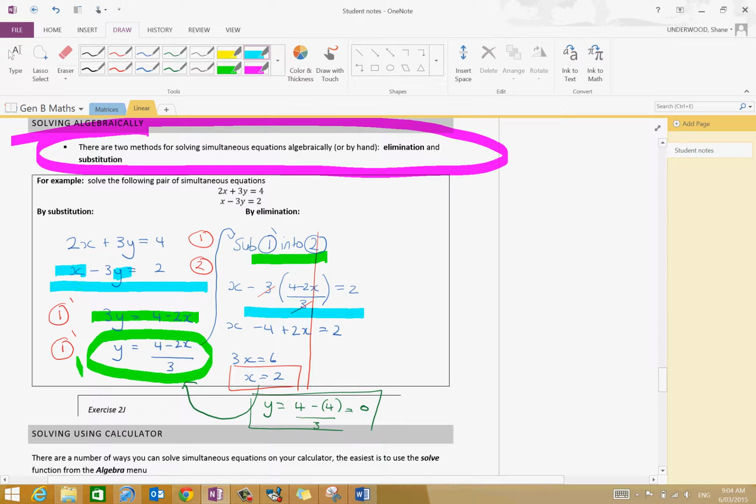I've subbed it back into equation 1. Y is therefore equal to 4 minus 2x over 3. But because x is equal to 2, 4 minus 4 is 0. So therefore, x is equal to 2, y is equal to 0.